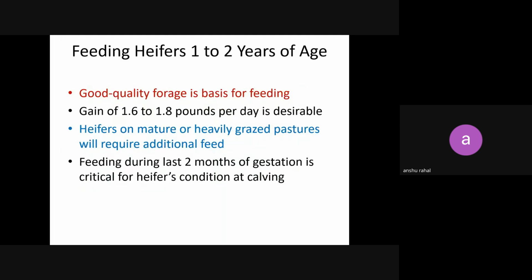When the heifers are from 1 to 2 years of age, good quality forage needs to be given. Grains may be given about 1.6 to 1.8 pounds, and heifers are mainly fed on mature, heavily grazed pastures. And during the last 2 months of gestation, proper care needs to be given.